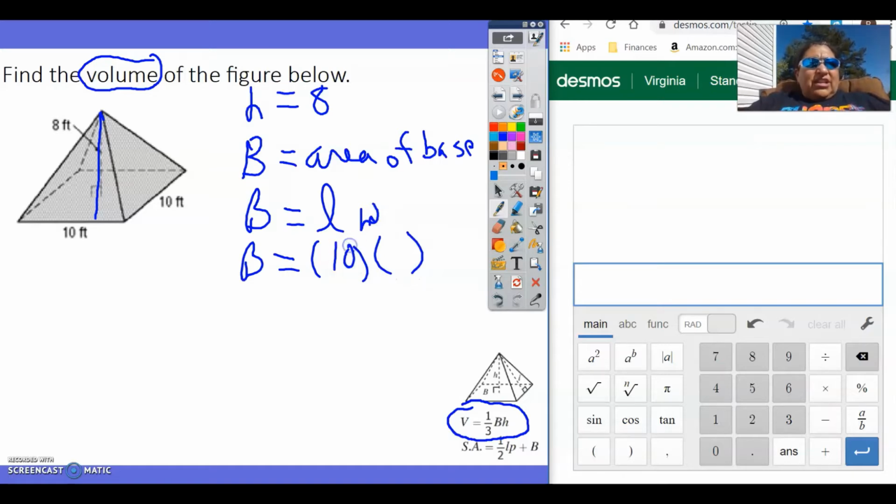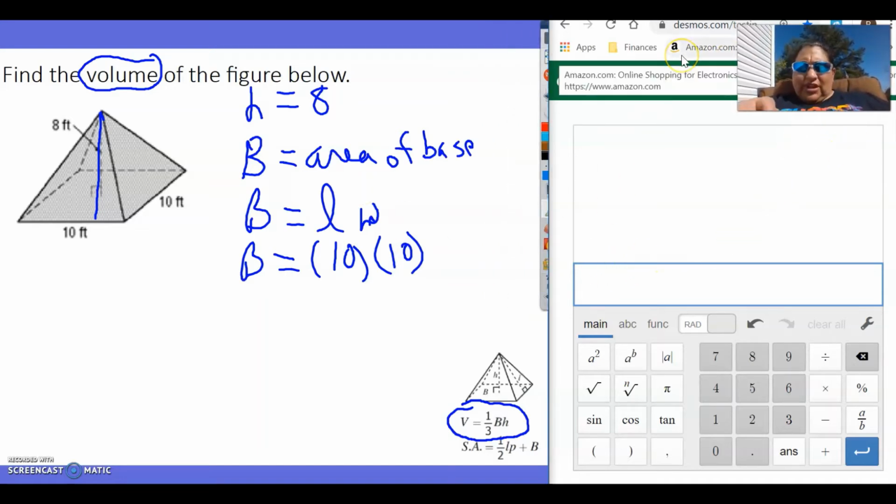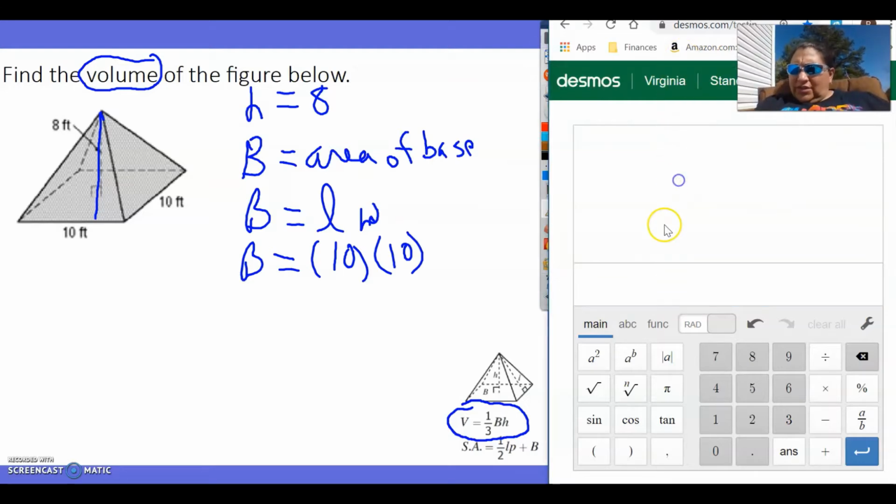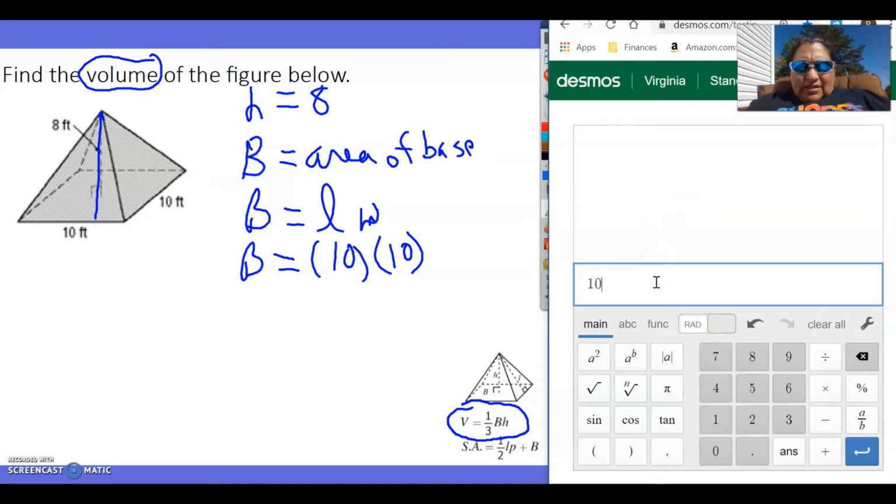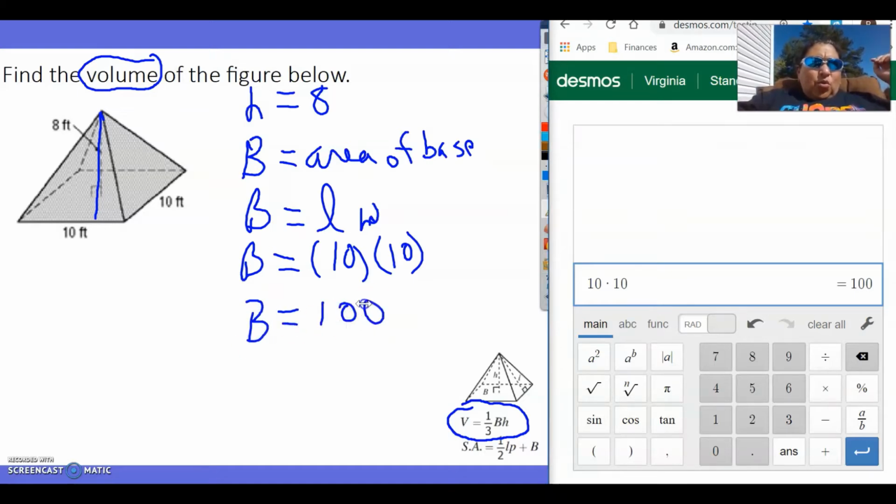The length is 10 and the width is 10, which makes sense because, of course, it's a square, right? So you can come over to Desmos and you can do 10 times 10, and you get 100. So we know big B is equal to 100.